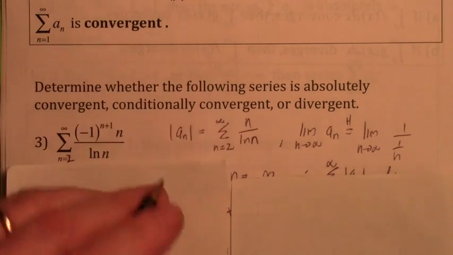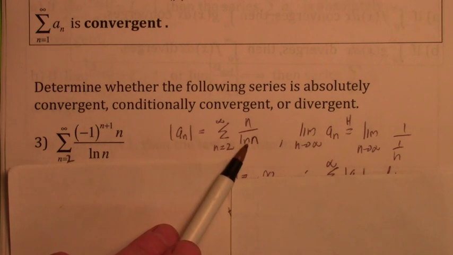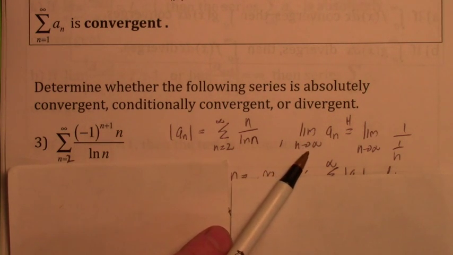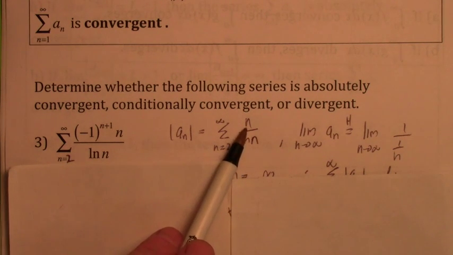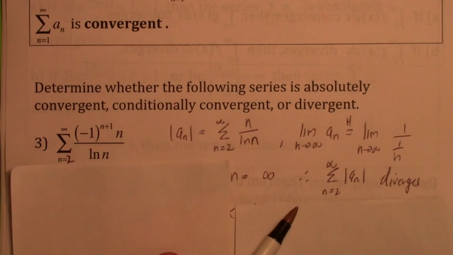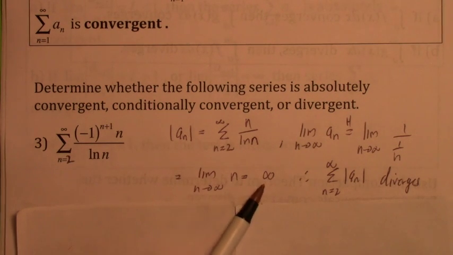Now, does a sub n even go to 0? I'm not so sure that a sub n goes to 0. What is the limit as n goes to infinity of this? Well, you use L'Hopital's rule. This becomes 1, this becomes 1 over n. So the limit as n goes to infinity of n is infinity.